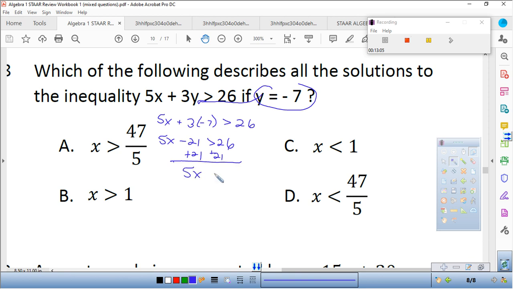5x is greater than 47. Divide by 5. X is greater than, well, how many? Well, there it is. My bad. So there it is now. It doesn't switch, guys. Well, remember, the inequality sign will switch if you divide by a negative. We did not divide by a negative, so it stays there.